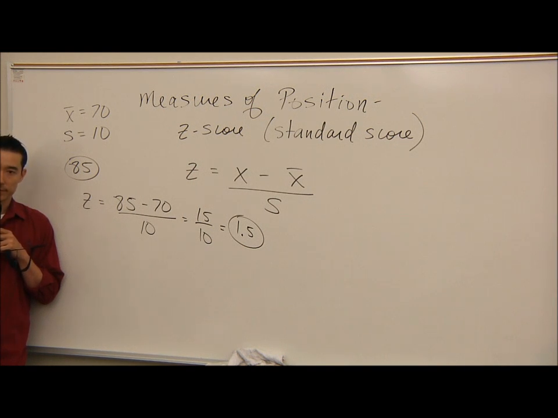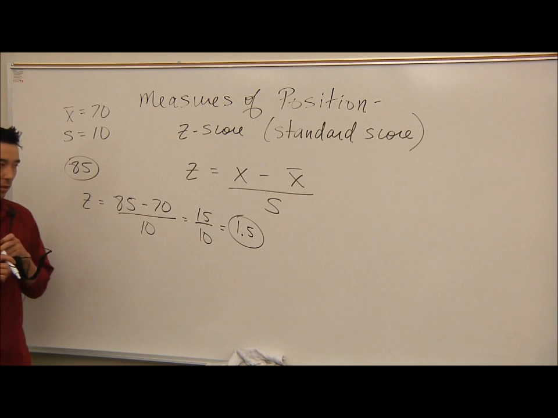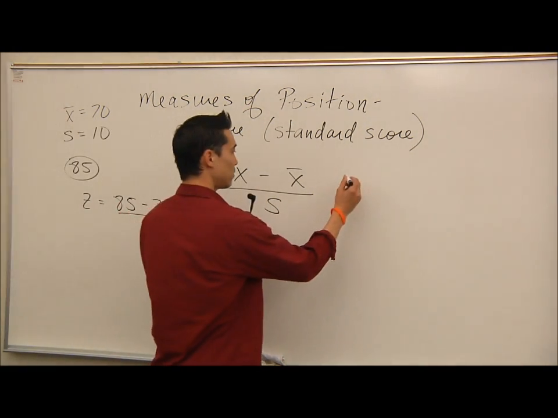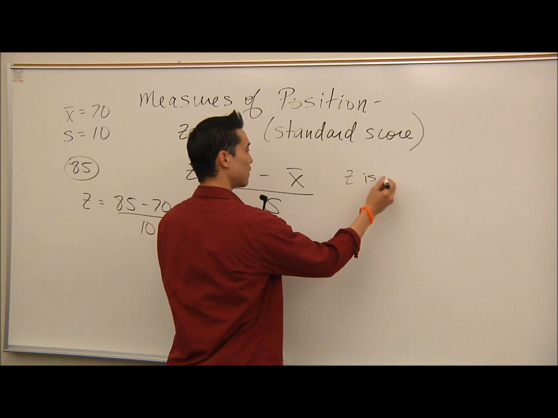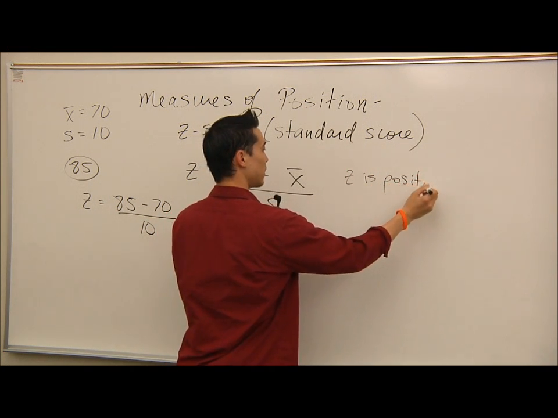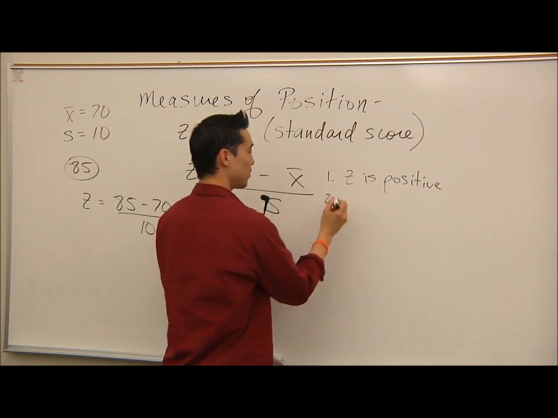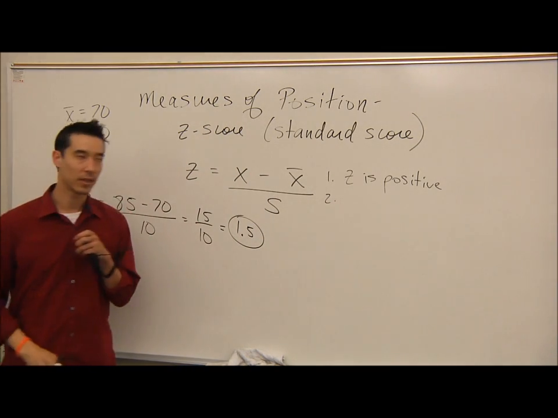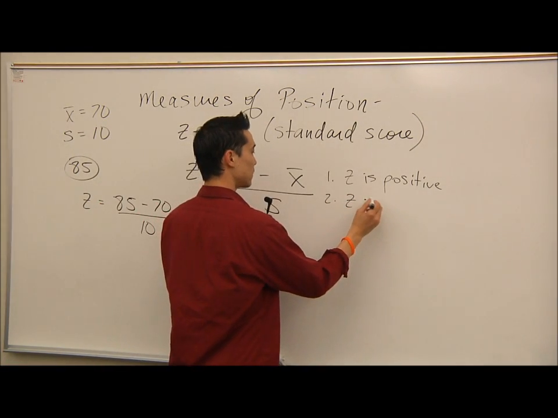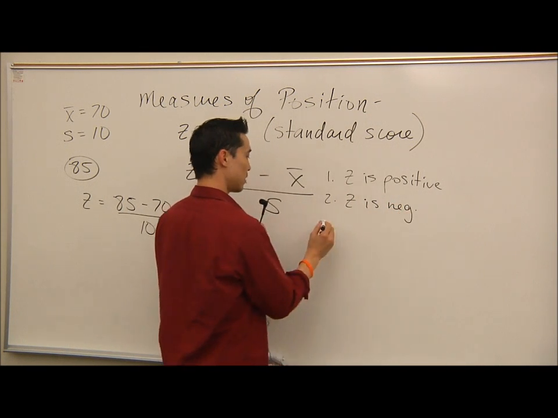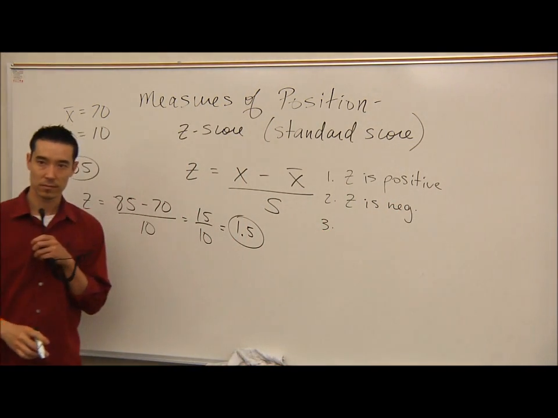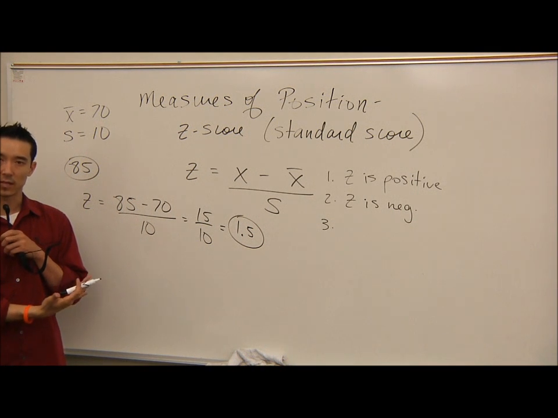It's how many standard deviations you are above or below the mean. That's what Z is. So there are three things that can happen. Your Z could be positive. If Z is positive, what does that mean? You're above the mean. You scored above the mean. What else could happen? Z is negative, which means you're below the mean. In this example, you scored below 70.